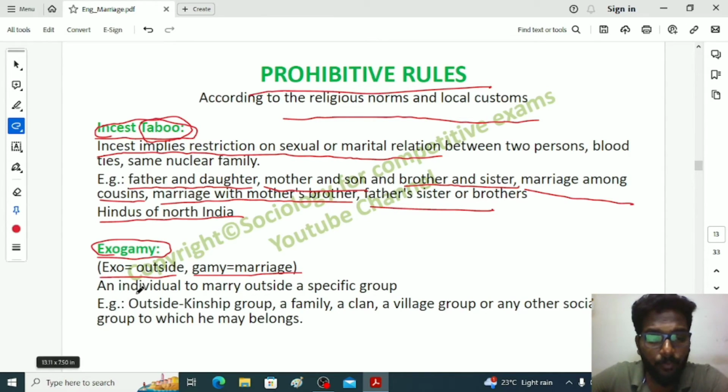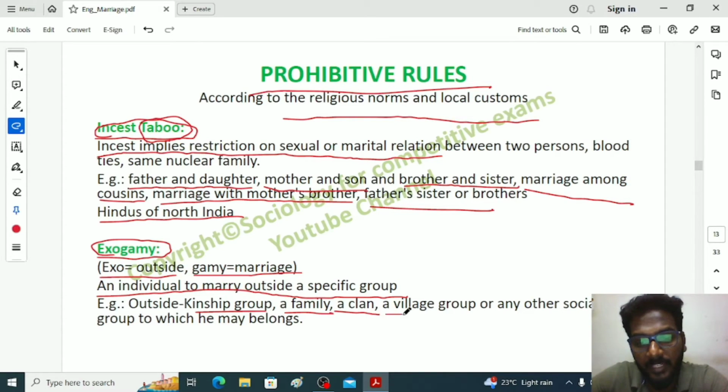So in this form of rule, one individual can only marry outside the family, outside the kinship, outside the clan, outside the village, or outside the other group. They cannot marry inside the family or inside the kinship. They can only marry outside the kinship, outside the family, outside the clan, outside the village.